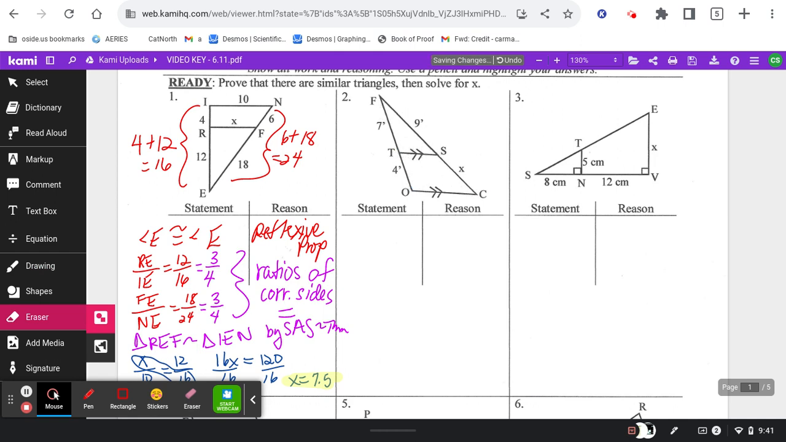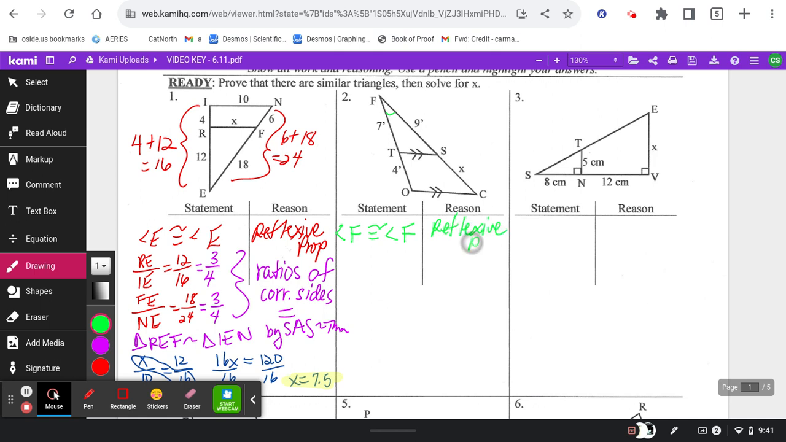You can do two correspondings. You can do one reflexive and one corresponding. It's up to you. I'm going to say angle F is congruent to angle F by reflexive. I'm going to say angle FTS is congruent to angle FOC by parallel lines mean that corresponding angles are equal. And then I can say that triangle FTS is similar to triangle FOC by AA similarity theorem.